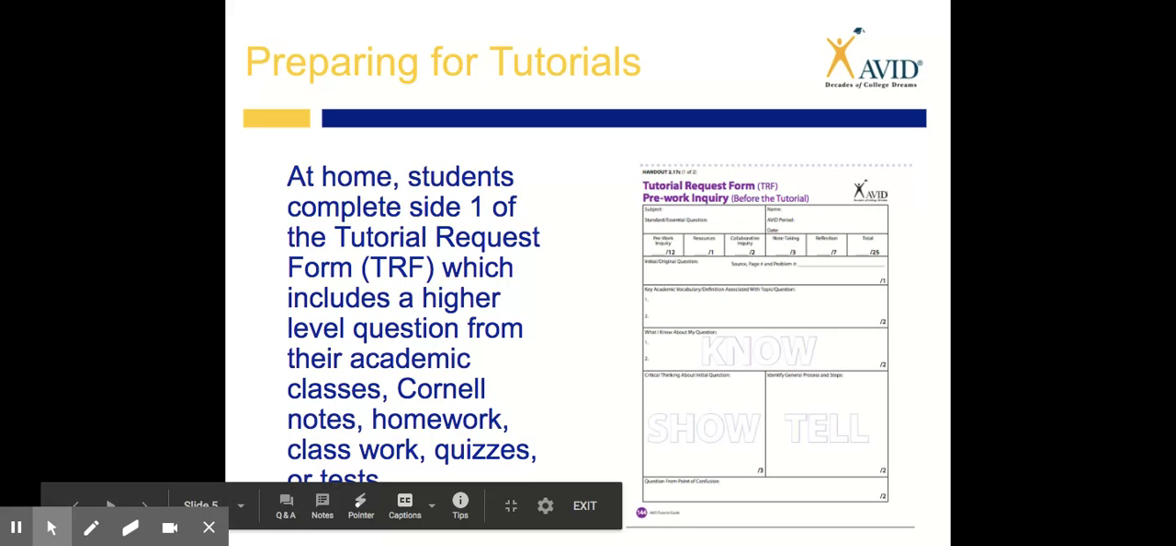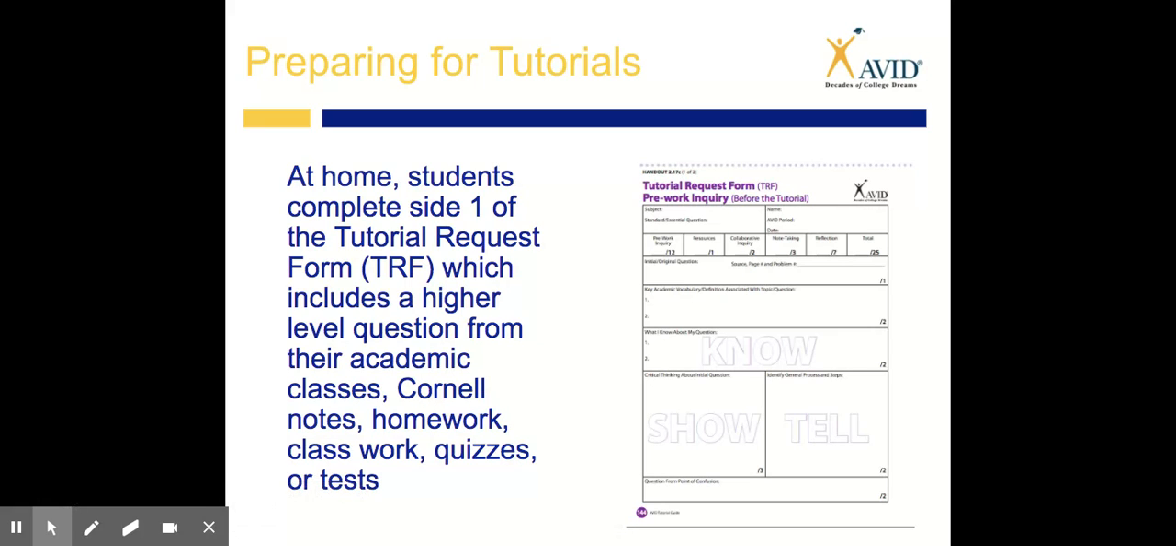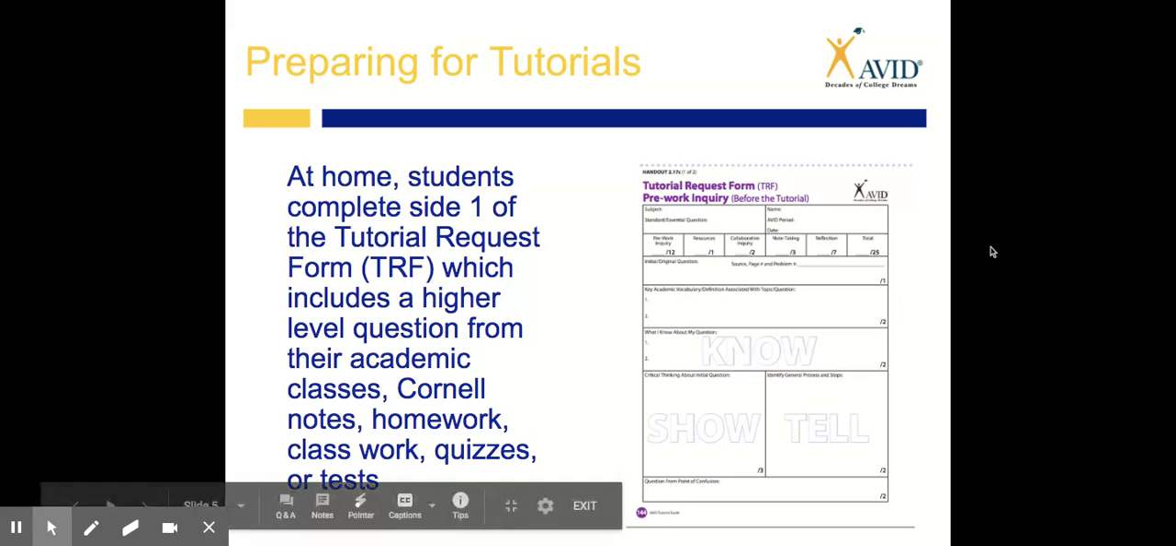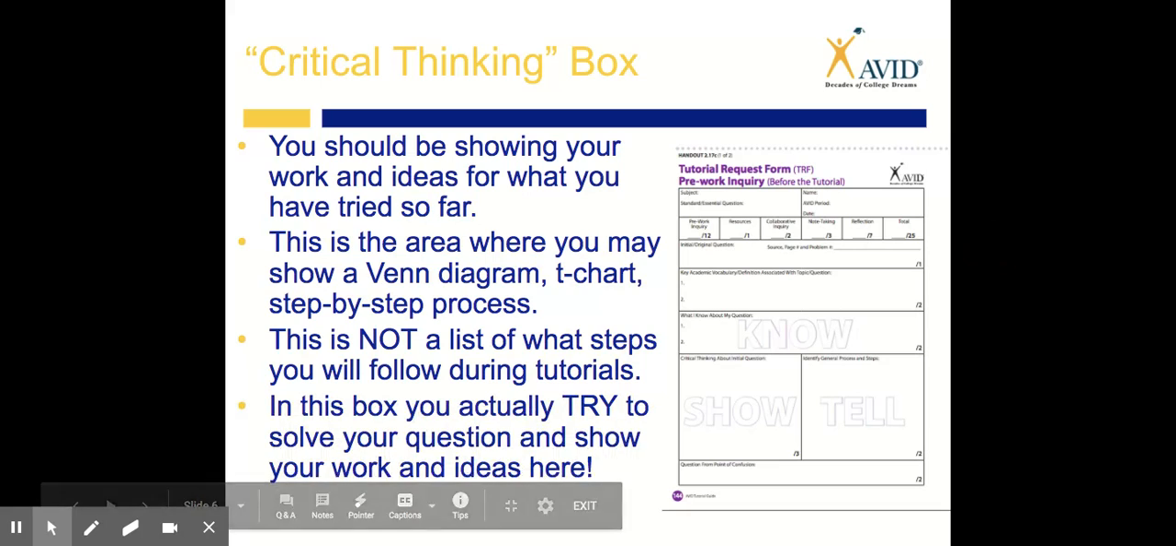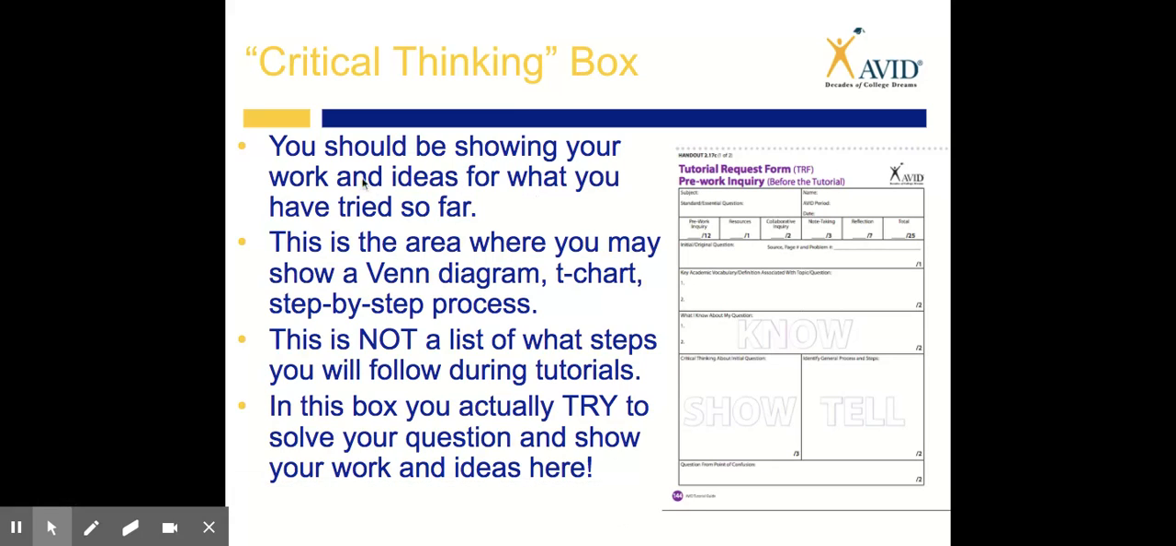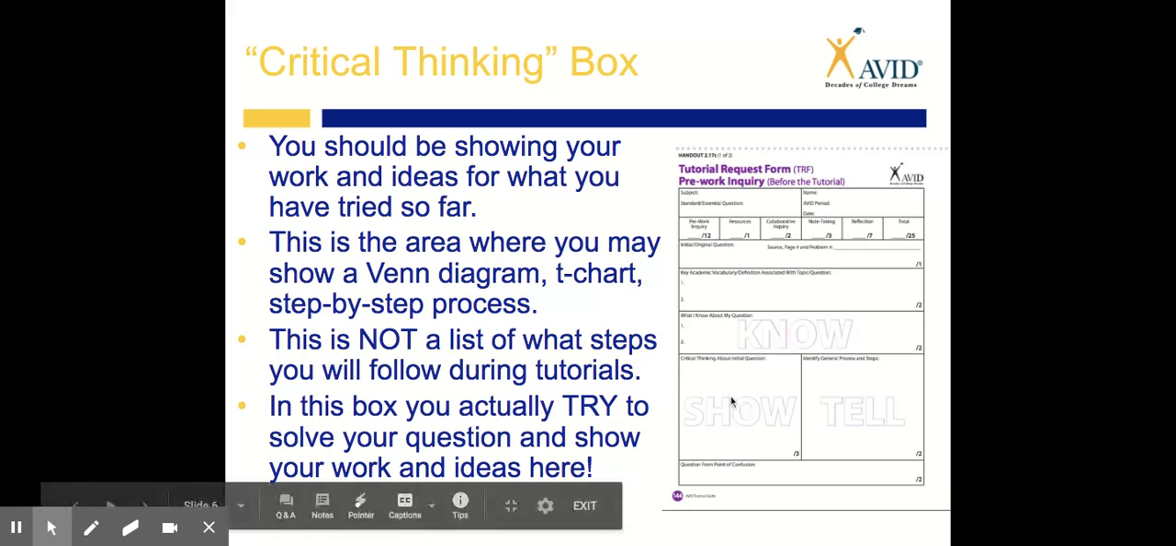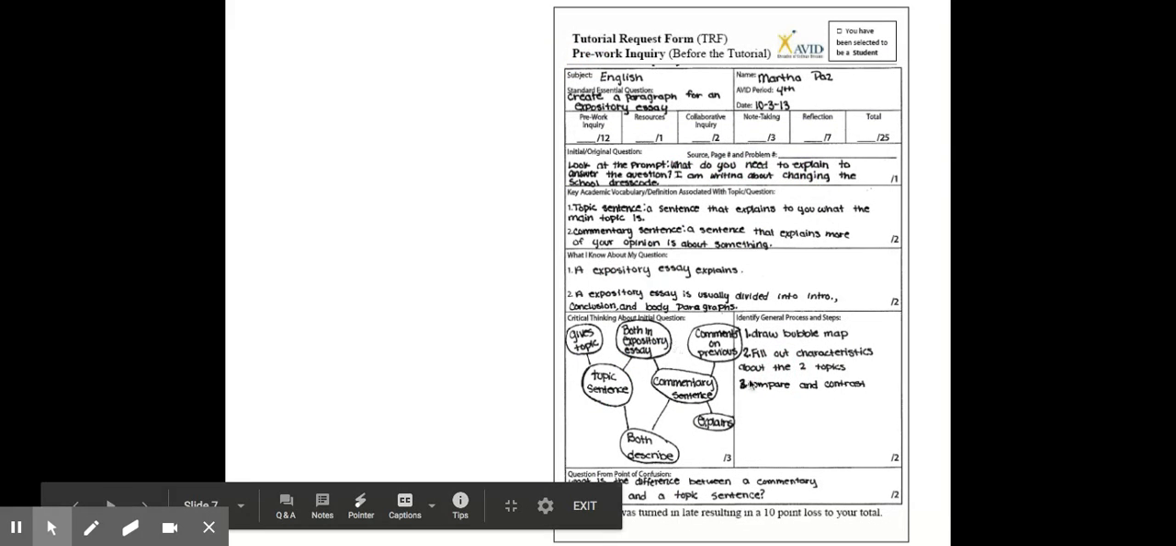This can look a number of ways. In fact, I'm going to go ahead and go to a couple other future slides to kind of give you some examples. So, and I'll come back here. Well, actually, now that I think about it, this is where we should be anyway. So we're in the critical thinking box. All right. So this is where you should be showing your work and ideas for what you have tried so far. So you may have a T-chart in here. It may be a Venn diagram. It may be a step-by-step process. And in fact, here's an example of English.